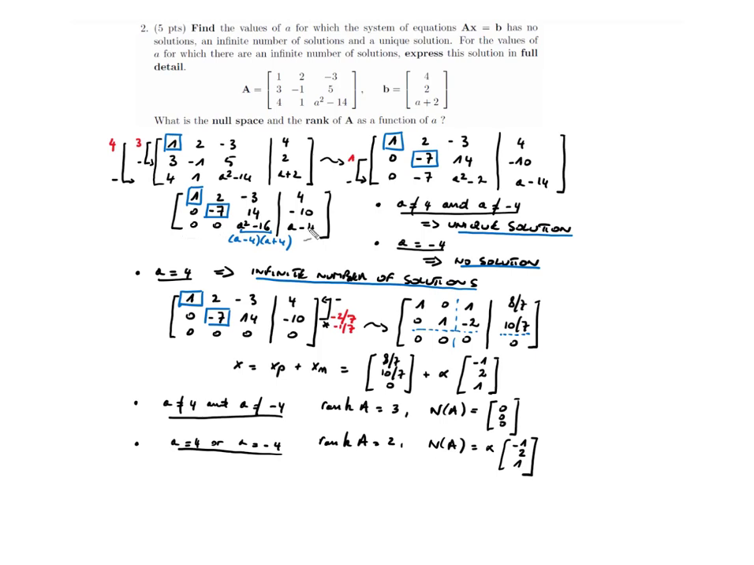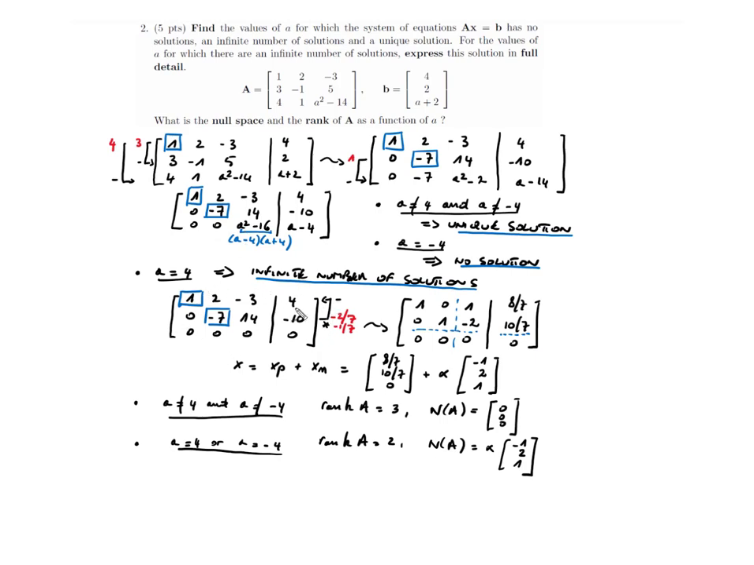In the case where A is equal to 4, we have an equation of the type 0x1 plus 0x2 plus 0x3 is equal to 0. This is always satisfied, so we have 1 degree of freedom, right? We have an infinite number of solutions. So we see here that the rank of the matrix will be 2 and that we have a null space of dimension 1.